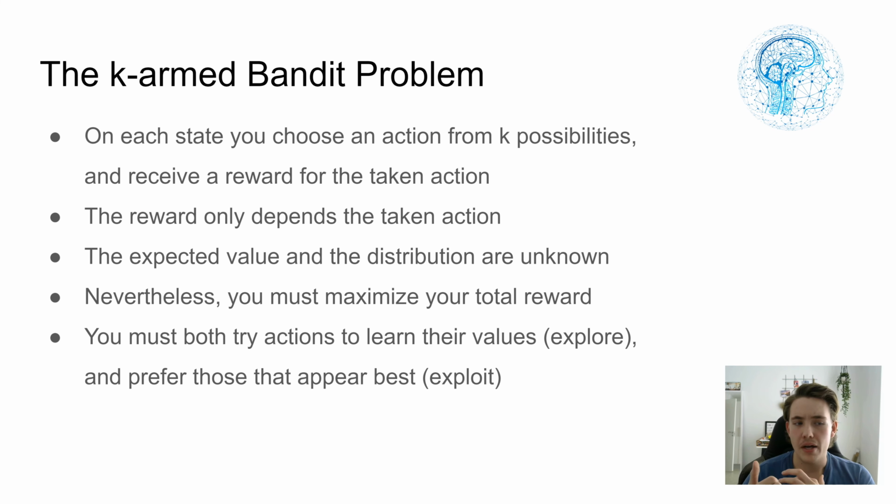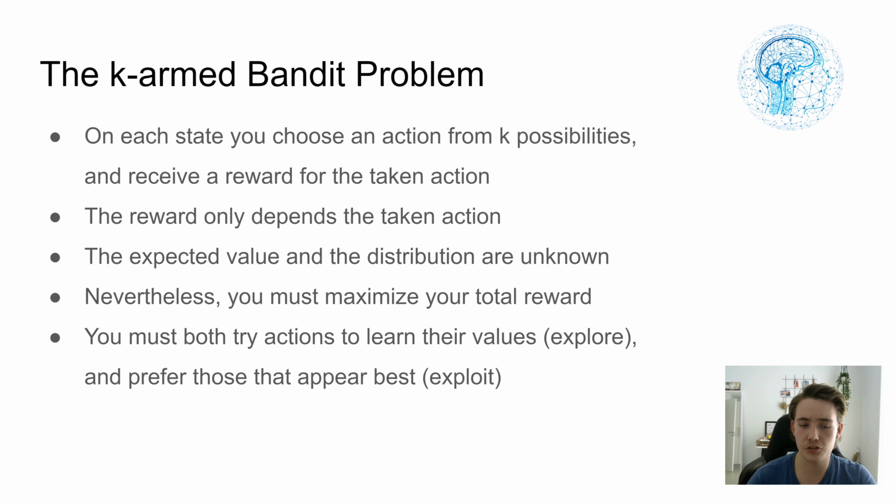So we have this K-armed bandit problem here, and on each step you choose an action from K possibilities and receive a reward for the action taken. In this case, we're pulling an arm, and then we receive a reward for the arm we have pulled, depending on what type of reward we get, or lower payout. The reward only depends on the action we take. The expected value and the distribution are unknown, as we talked about on the previous slide. But nevertheless, you must maximize your total reward. So we want our robot, our agent, to figure out how to maximize the total reward to get the maximum payout.